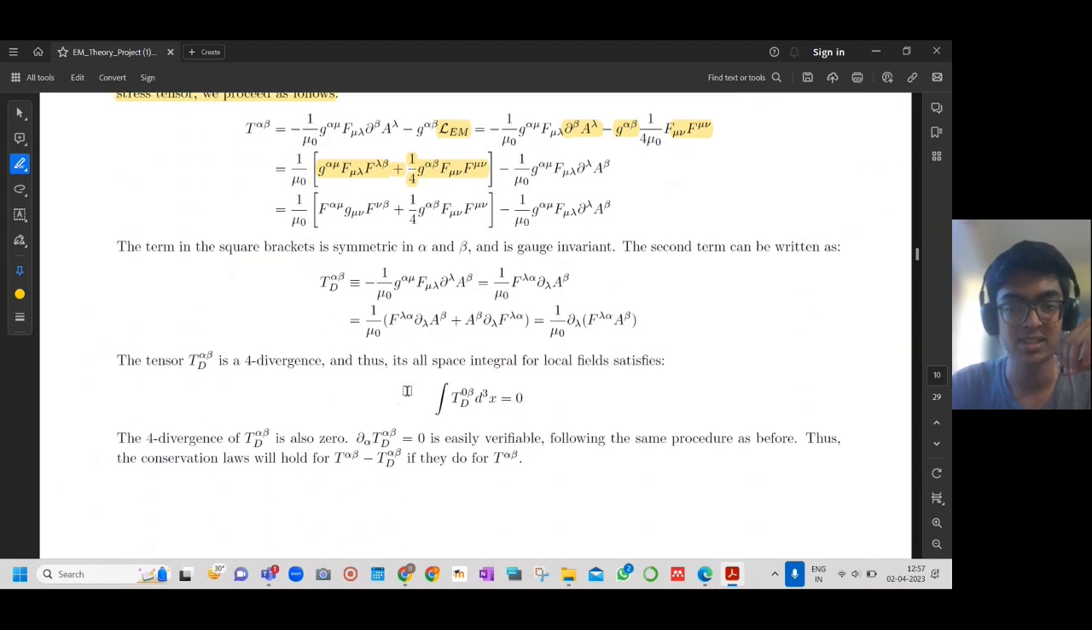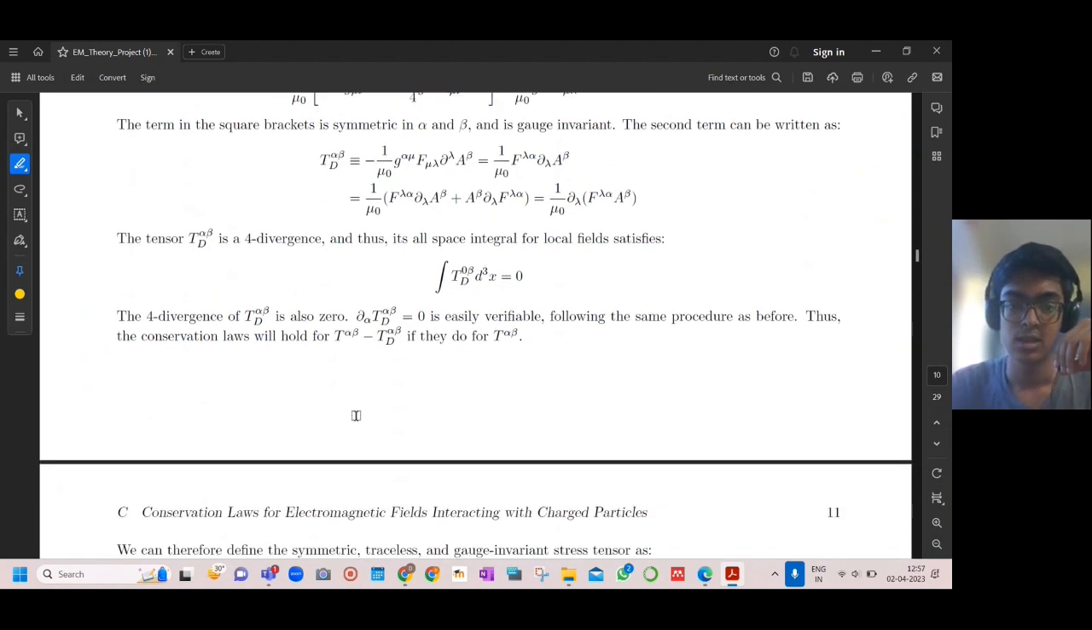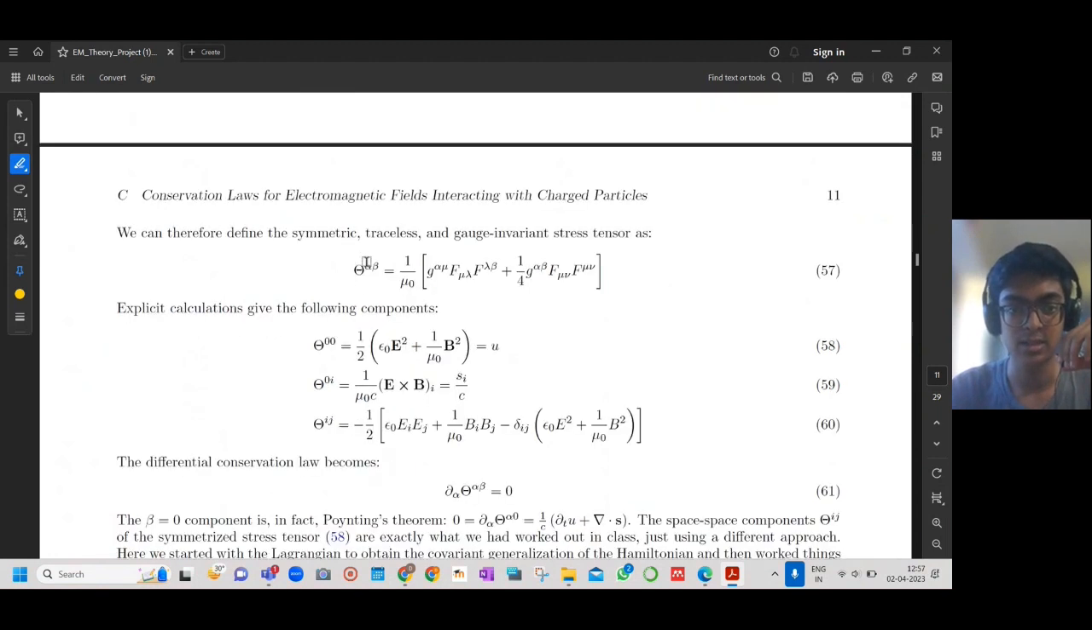Simple analysis shows that the integral over all space of the second term is 0. Also, the four divergence is 0. Which is why if a conservation law holds for T alpha beta, it should hold for this one. Which means we can now define the symmetric, traceless, and gauge invariant tensor, which we were looking for in the first place, as this.